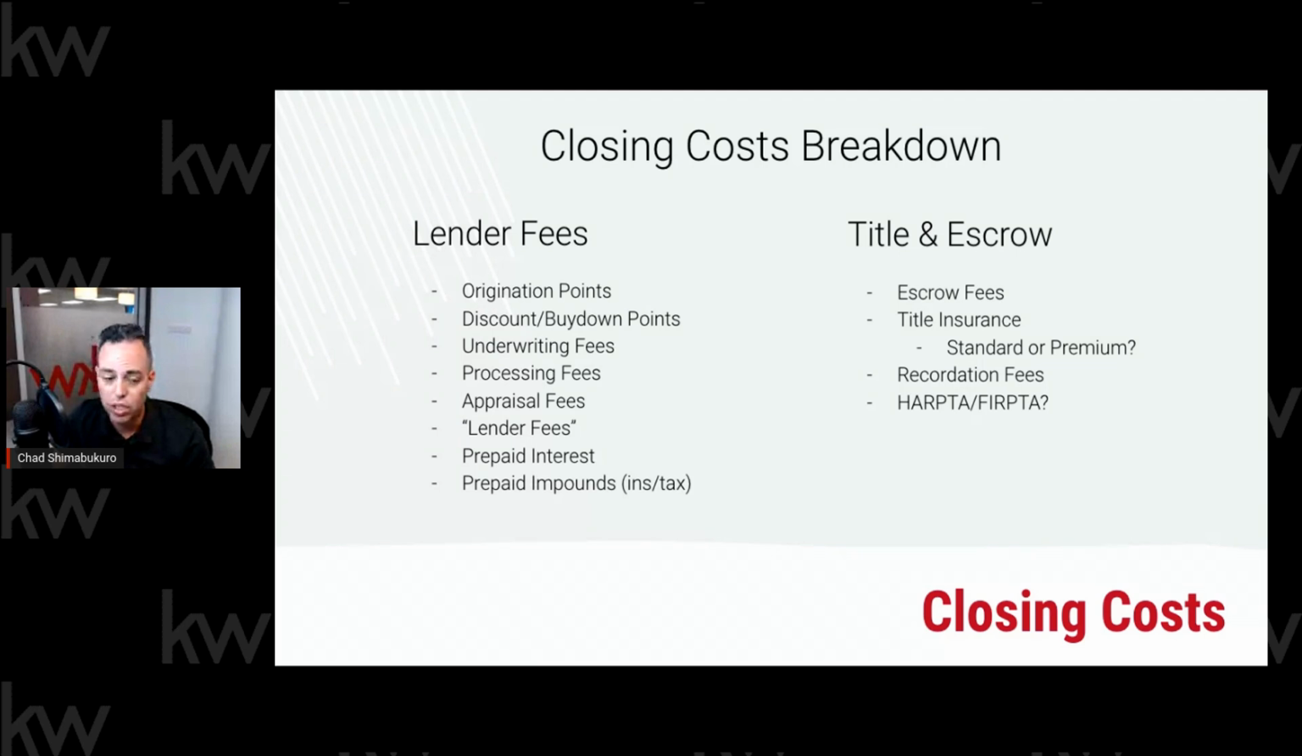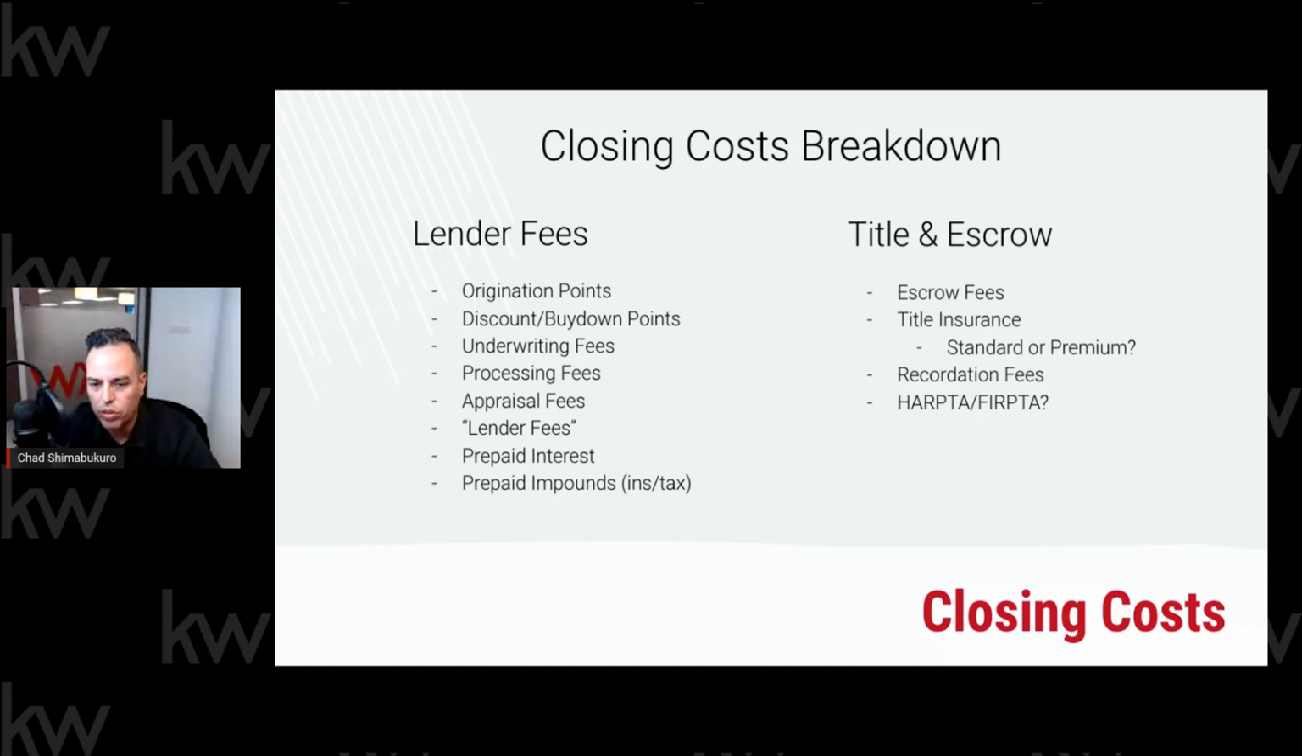Not junk fees, it's you're a homeowner now. That is the interest on your own mortgage as well as the tax and insurance on your own mortgage. So those are not unnecessary fees. Title and escrow. There are absolutely escrow fees and absolutely there's title insurance.